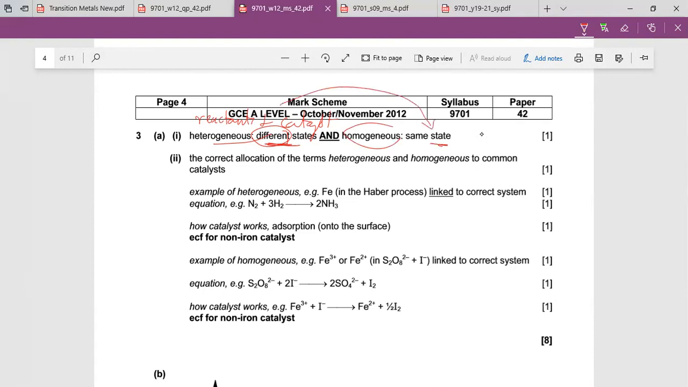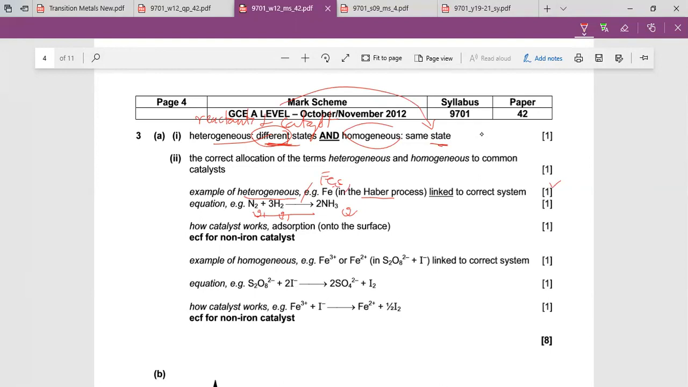So the first one, of course, is the correct allocation of the terms heterogeneous and homogeneous to the catalyst. The first time we put heterogeneous. So you put heterogeneous first, and the Haber process. One mark for this, if you say heterogeneous and Haber process. And of course use the equation: N2 plus H2, you put gas here, just in case they are very fussy about it. You could put Fe, solid.